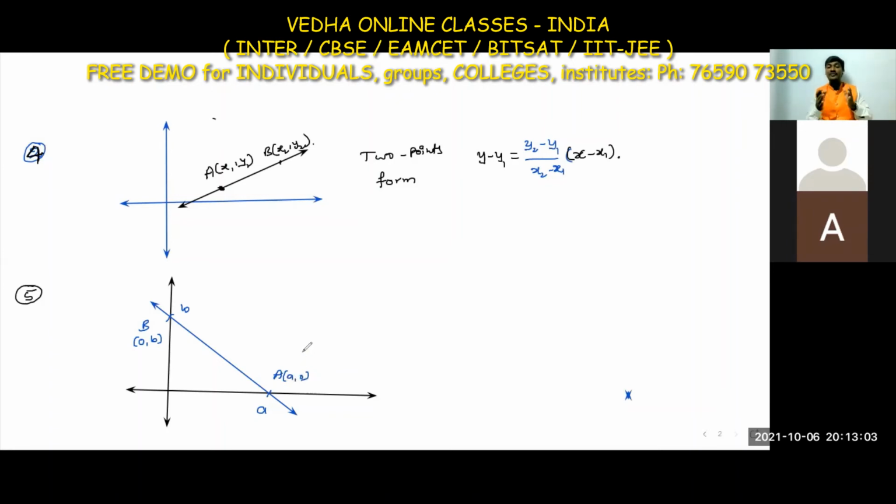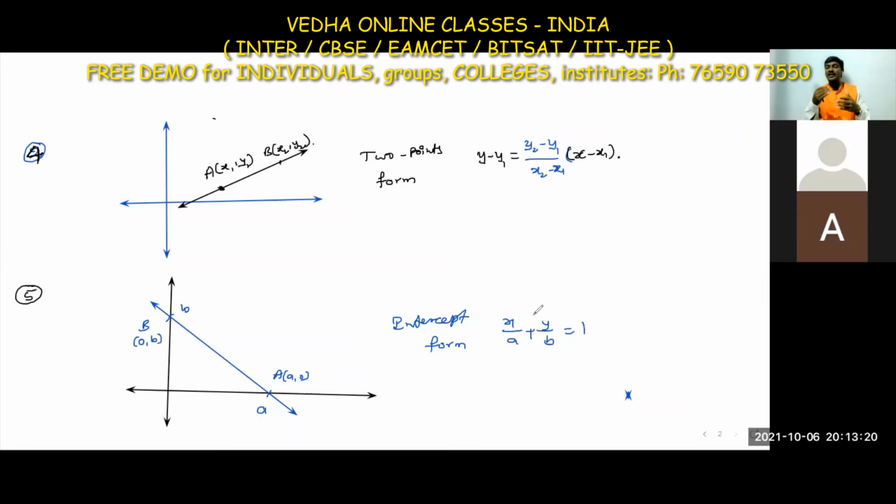When we know the intercepts, this form is called the intercept form. What is the intercept form? x by A plus y by B is equal to 1. What is the intercept form? Repeat again.